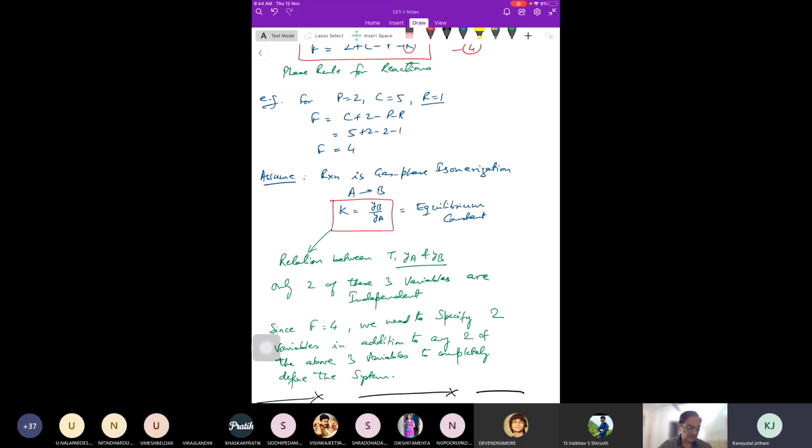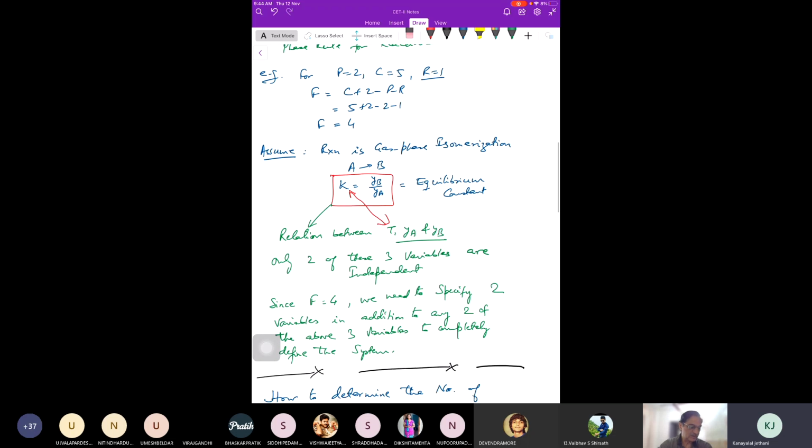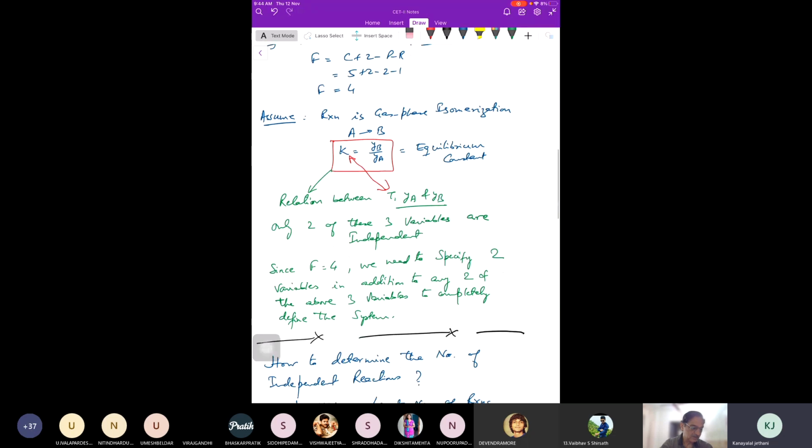K constant jo humne upar dekha equation, right? K is a function of temperature, right? And Y A and Y B. So only two of these variables are independent, right? We cannot specify all the three. Temperature, Y A and Y B. Y A and Y B defined किया, तो K fix हो जाता है. K fix किया और Y A defined किया, तो Y B fix हो जाता है. So only two of them are independent, right? Not three.